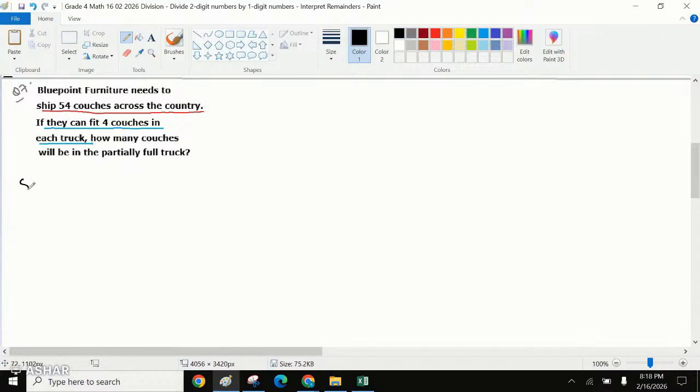That means we do 54 divided by 4, right? Let's do the division. 54 is to be divided by 4. 4 times 1 is 4. We subtract, we are left with 1. We carry down the 4. 4 times 3.